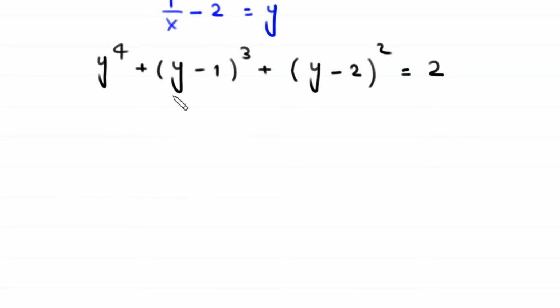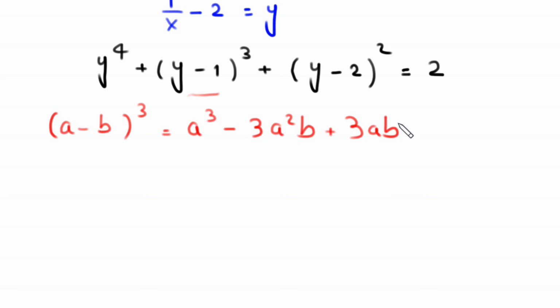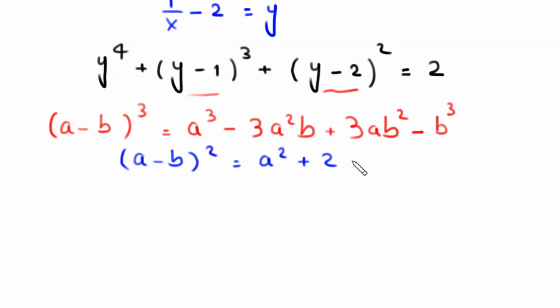Now to expand this (y minus 1) cubed, we use this algebraic identity: (a minus b) cubed equal to a cubed minus 3 times a squared b plus 3 times a b squared minus b cubed. And to expand this (y minus 2) squared, we use this algebraic identity: (a minus b) squared equal to a squared minus 2ab plus b squared.